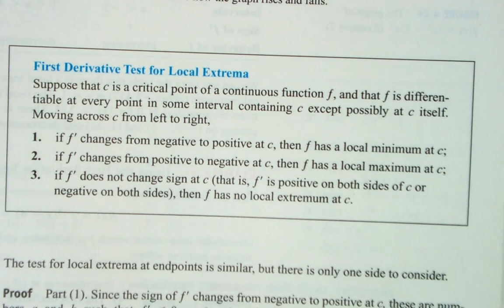Number 3 is kind of important. It says if f prime does not change signs at c, that is, f prime is positive on both sides of c, or f prime is negative on both sides, then f has no local extrema at c. How could my slope be positive on both sides? It comes up, it's flat, and then it goes up again, like a cubic.